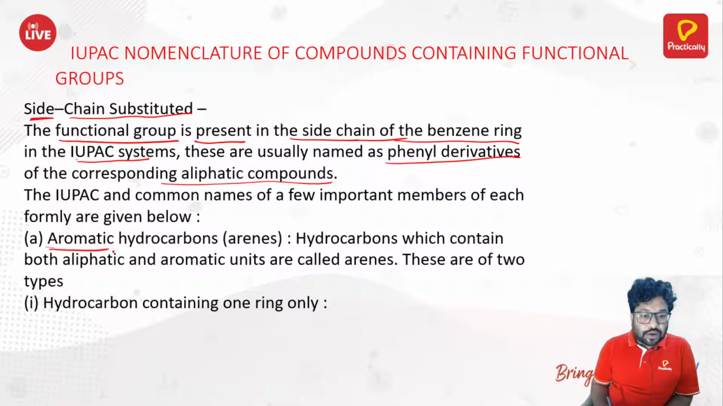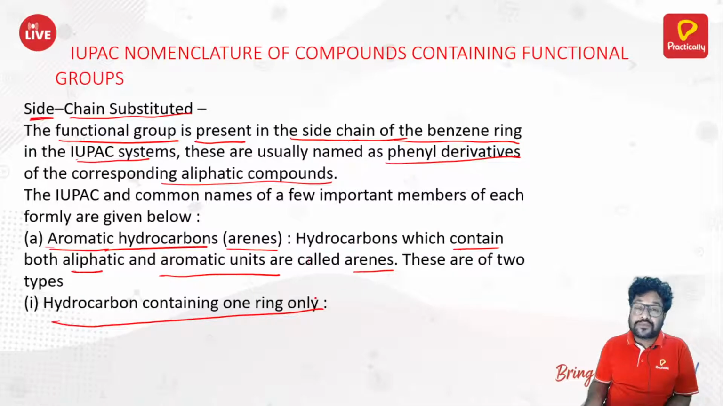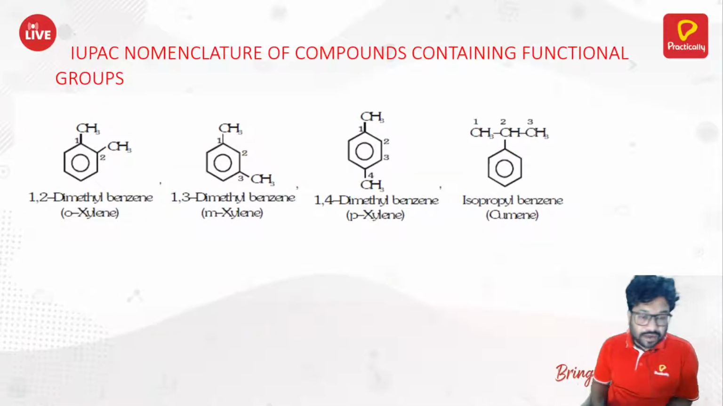Okay. So, aromatic hydrocarbons. For example, what? Arenes. Benzene rings are also called arenes. Okay. So, these aromatic hydrocarbons which contain both aliphatic and aromatic units are called arenes. And again, there are two types. Hydrocarbon containing one ring only. Let's see. Look at here. Now, this hydrocarbon contains just the one ring. What is that? Benzene ring.